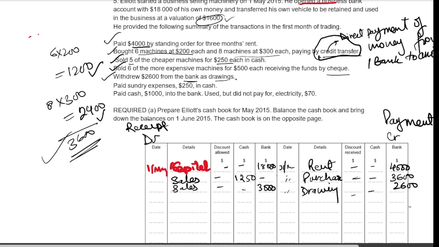See, for this the general entry will be drawing debit and bank credit. Okay, so focus on bank. Drawing is debit, so drawing will be on the credit side and the amount will go in the bank column. Okay, next is paid sundry expense, 250 in cash.